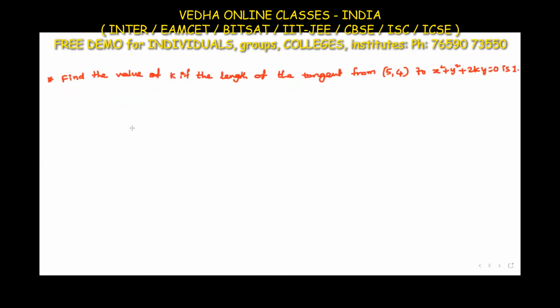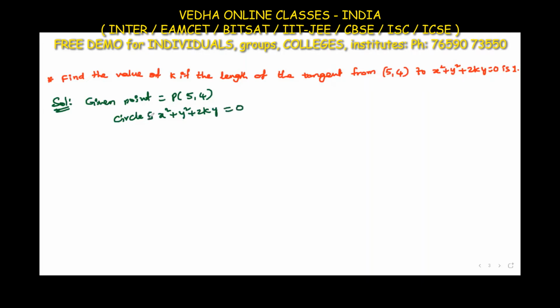Now, if we go to the next question: find the value of k if the length of the tangent from 5 comma 4 to x square plus y square plus 2ky equals 0 is 1. So what is given here? One point is given, P of 5 comma 4, and the circle equation is also given: x square plus y square plus 2ky equal to 0.